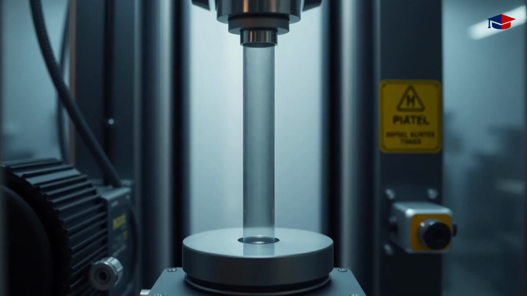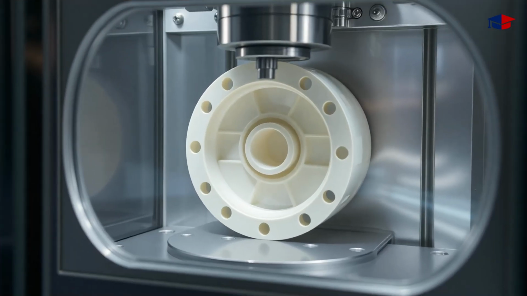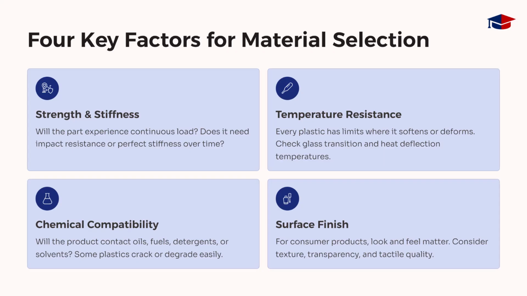First, think about strength and stiffness. Plastics come with very different mechanical behaviors. Some are strong and rigid, while others are flexible or impact resistant. So ask yourself, will this part experience continuous load? Do I need it to resist impact? Does it need to stay perfectly stiff over time?